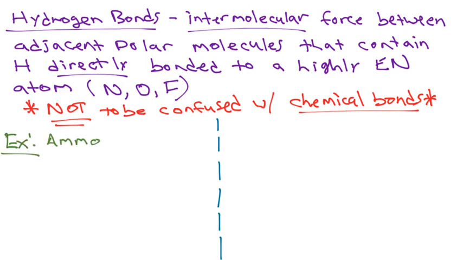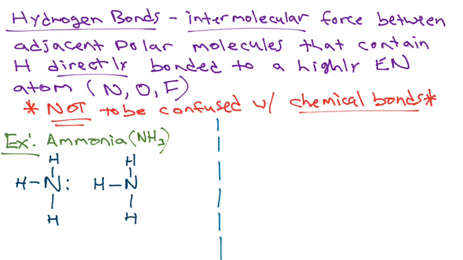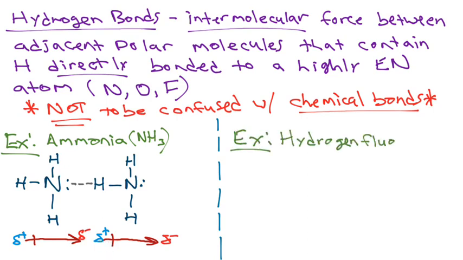So let's take a look at some examples. We have ammonia, NH3. It has 3 hydrogens, 1 nitrogen, and a lone pair of electrons on the nitrogen. Why? Because nitrogen is more electronegative than hydrogen. It can hold on to more electrons. So the polarity is represented here. Now we're going to see that hydrogen bond, because we have the positive and a negative charge lining up on adjacent molecules.